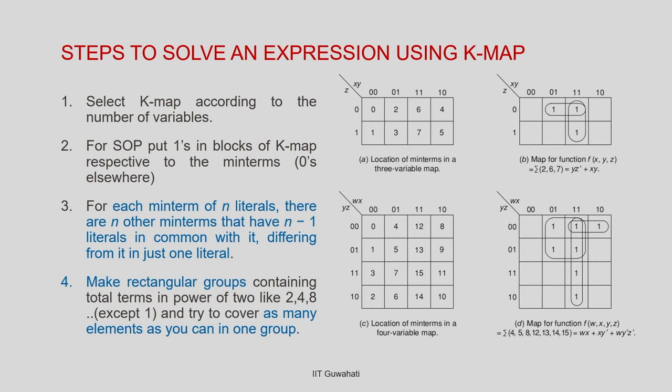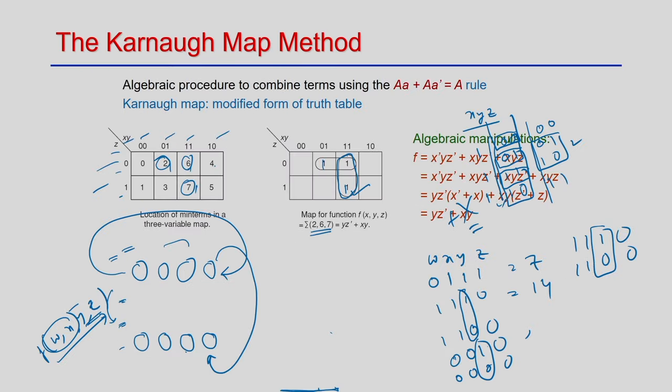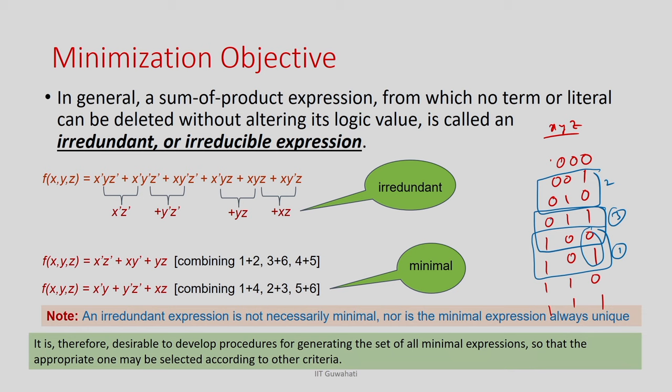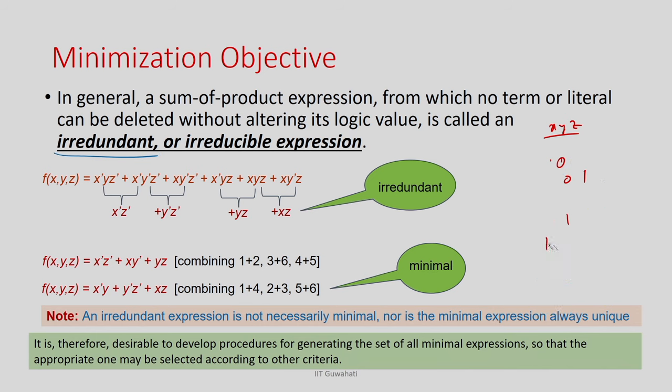In this context, one important thing to note is the term irredundant expression. As I mentioned, when you combine two product terms, you are basically reducing the product term, right? Now if you combine and you get an expression which cannot be reduced further, then I will say that particular expression is an irredundant expression. So no further combination is possible.